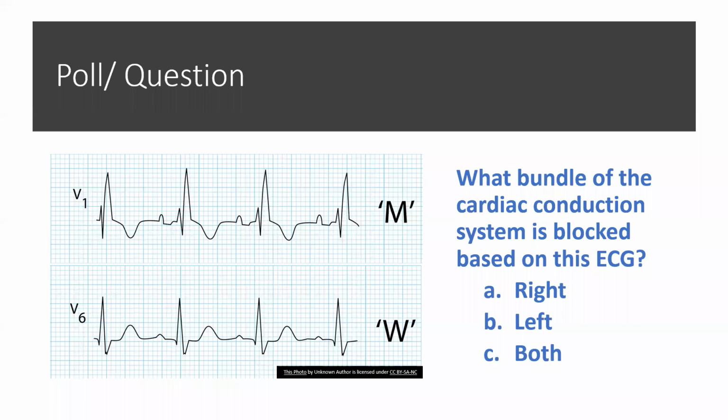Okay, so this is how you responded. A lot of you said right bundle branch block. Some of you said left bundle branch block, and some of you said both. Okay, let me just address the both. If it is both bundle branches that are blocked, you will have asystole, and therefore that would not be the correct answer. Okay, so let's go ahead and discuss what this is.